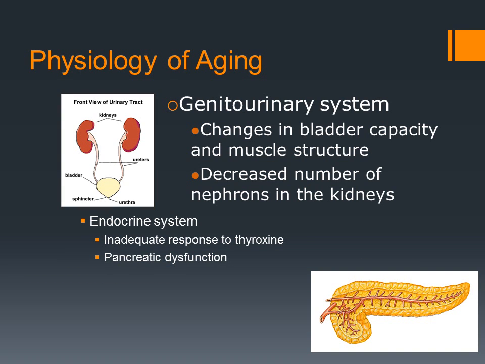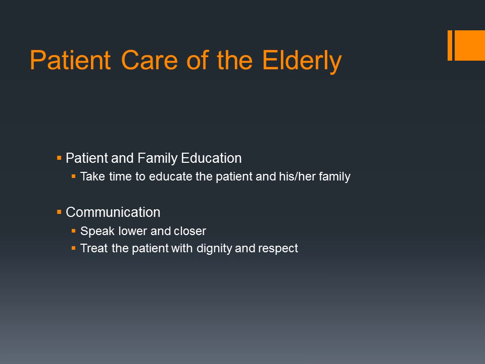Genitourinary system. Changes in bladder capacity and muscle structure; decrease in the number of nephrons in the kidneys. Endocrine system. Inadequate response to thyroxine. Pancreatic dysfunction. Patient care of the elderly. Patient and family education. Take time to educate the patient and his or her family. Communication. Speak lower and closer. Treat the patient with dignity and respect.